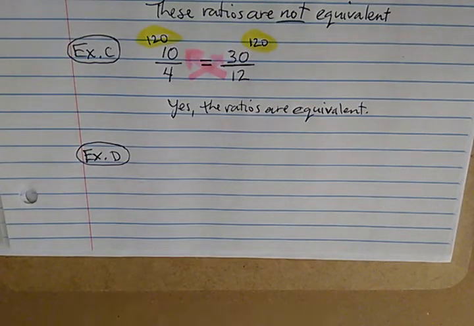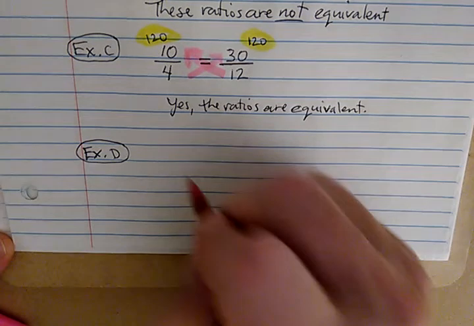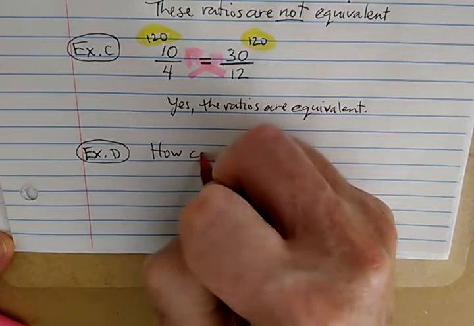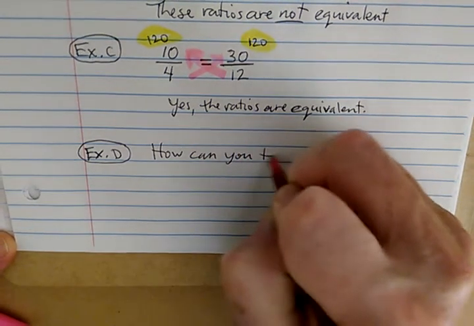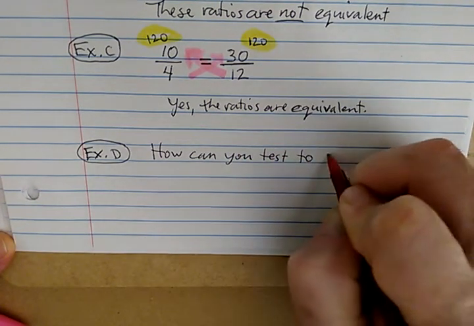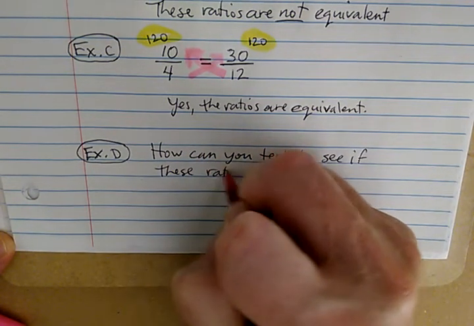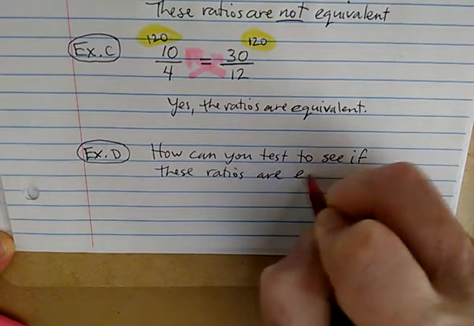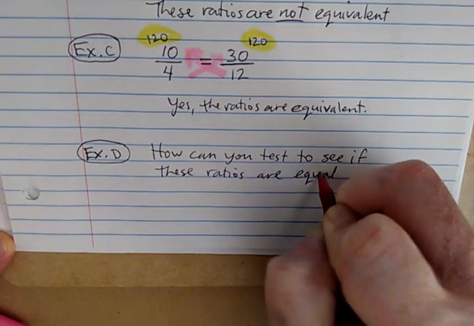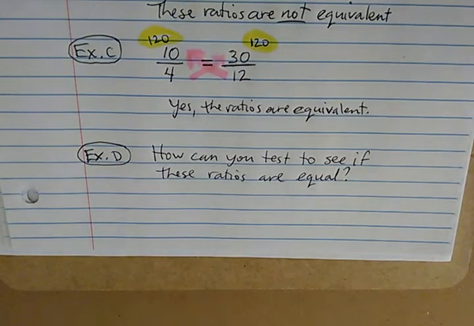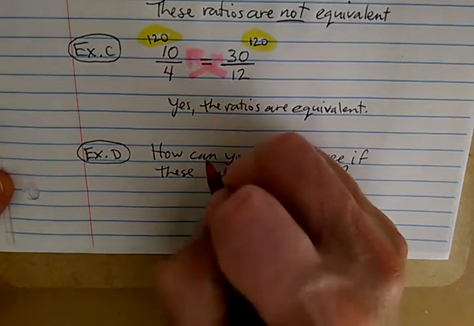So what you might see on a test is a question like, how can you test to see if these ratios are equal? And when they ask you that, they might give you some multiple choice answers, and what they're looking for is to see if you understand this idea.